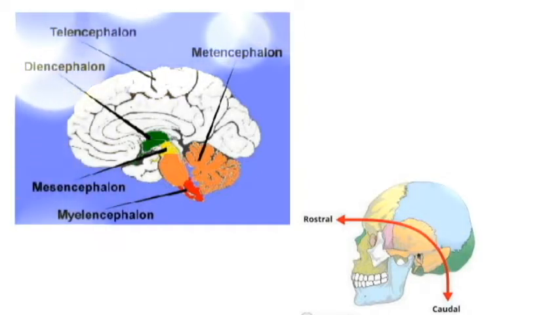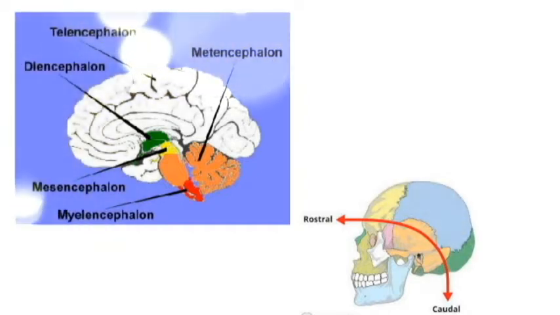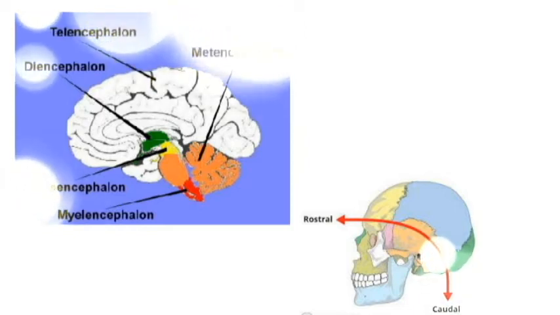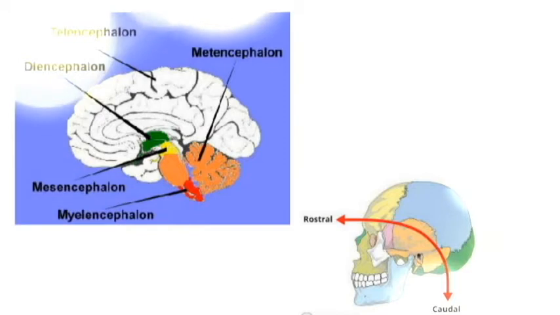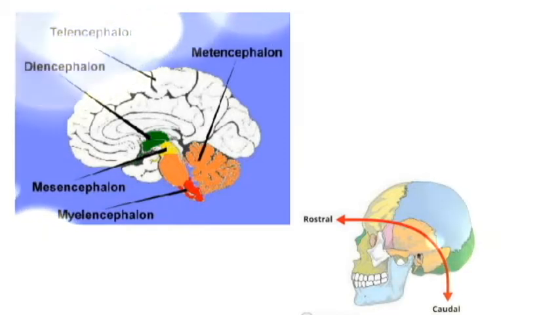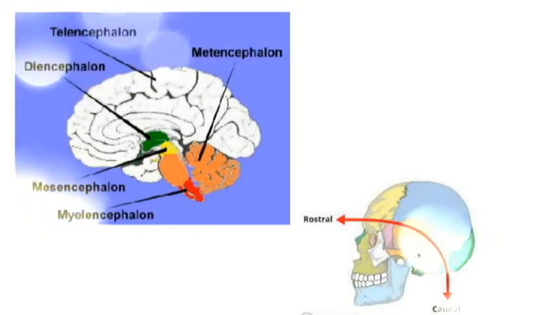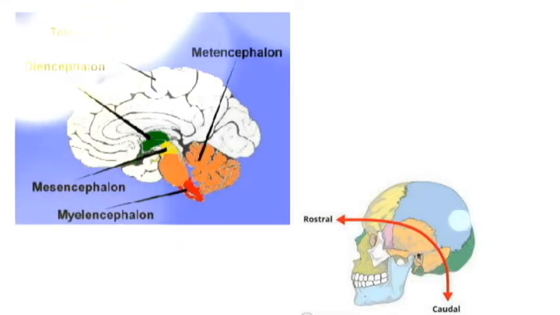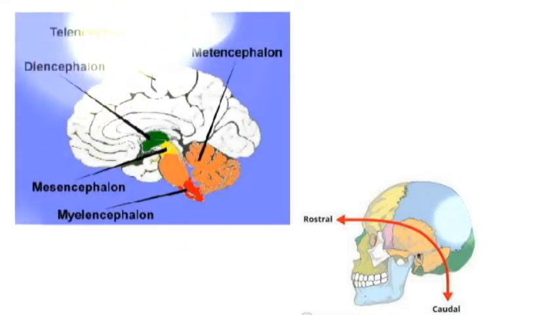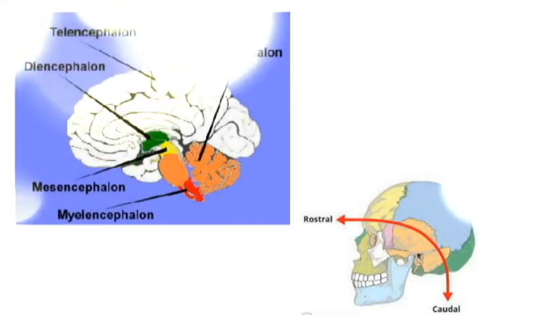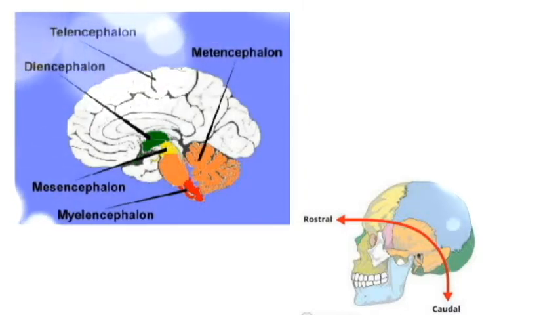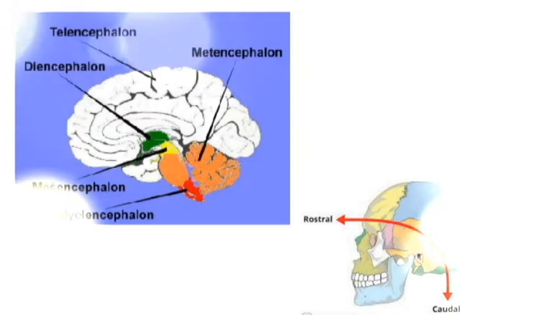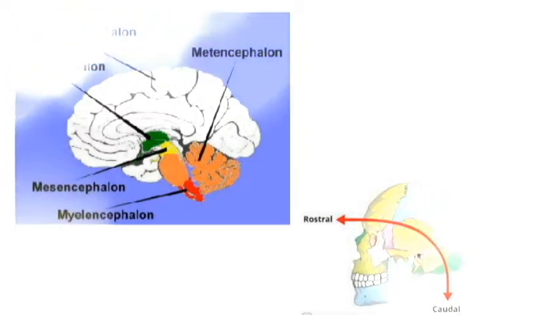The next division of the brain is the Metencephalon, and it consists of two structures, the cerebellum and a structure called the pons. The last structure of the brain is the Myelencephalon, and it is this structure that is connected to the spinal cord. So that's us talking about the different areas of the brain.